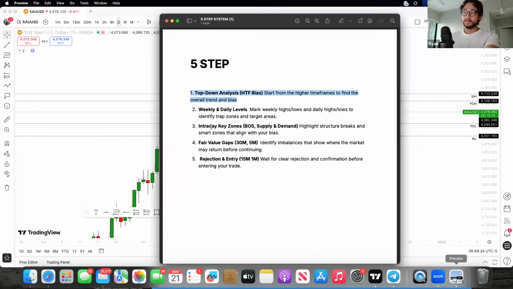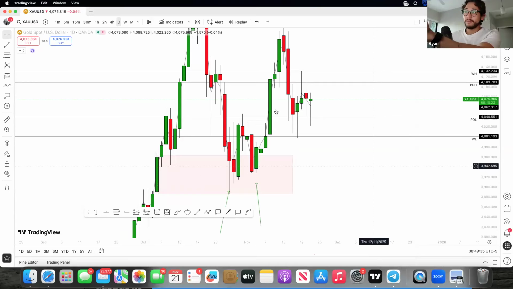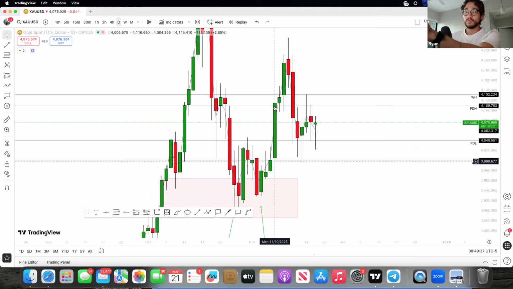So we're going back into the steps. Step number 3 is intraday key zones. You want to highlight structure, like the break of structure and smart zone that aligns with your bias. So in this case over here, if we look at it from a daily time frame perspective, we're seeing that price action is having a reaction to all of these entire imbalances, right?